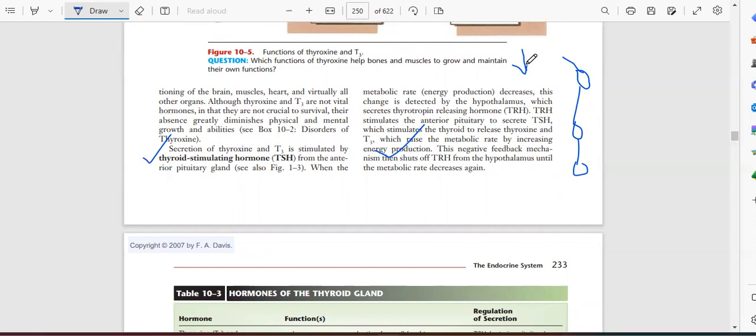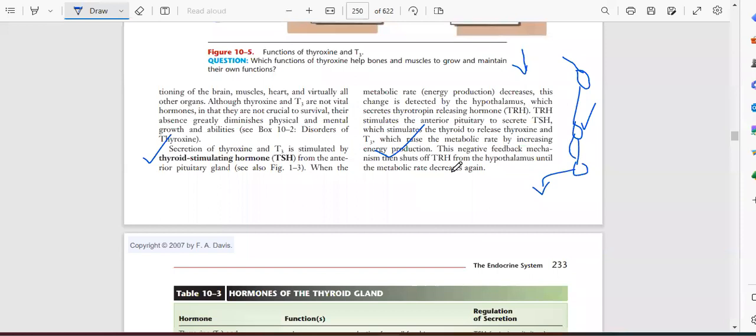So what do we have to do? We have to increase the metabolic rate, we have to increase the energy production. So the information is sent to the hypothalamus. The hypothalamus sends TRH, thyrotropin releasing hormone. Thyrotropin releasing hormone stimulates the pituitary gland. The pituitary gland will release TSH. After seeing TSH, the thyroid will release T3 and T4. So likewise, it will work.